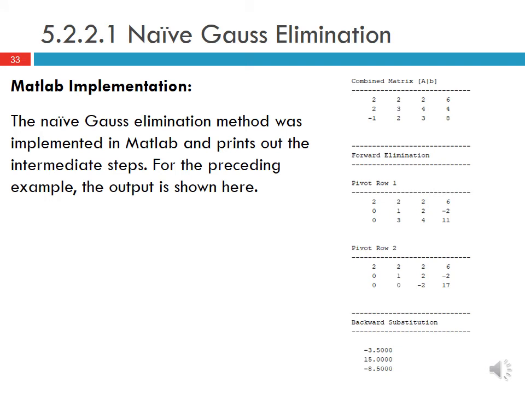I will post a MATLAB implementation as a demonstration of this on eClass, which prints out the intermediate steps. For this example, the intermediate steps are shown here. And you can see that we end up with the same result that we did using our equations the first time: minus 3.5, 15, and minus 8.5.